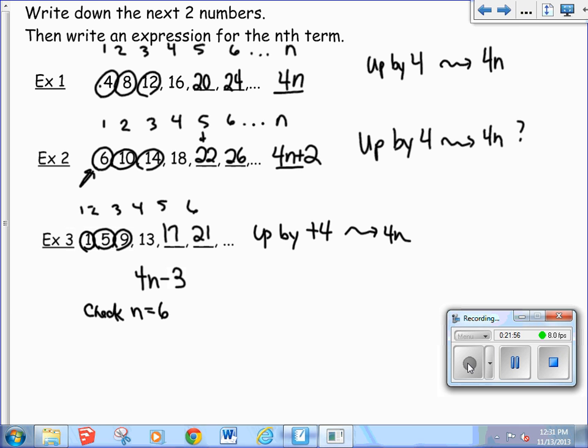If this formula works, what should we get when we put 6 into this formula? If it works, what should we get, Mikey? 21, right? So 4 times 6 minus 3. 24 minus 3 is 21. It gave us the right number, right? Very good. Check.